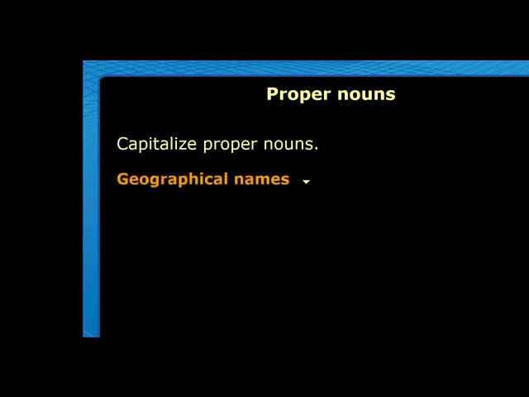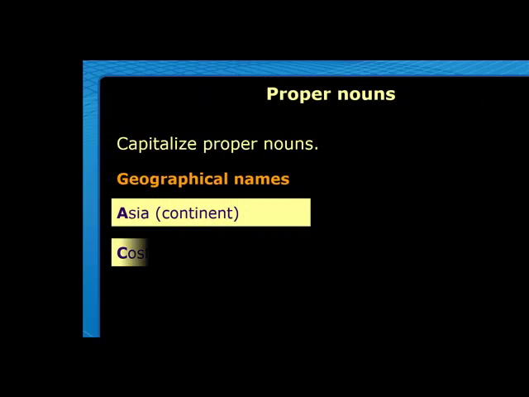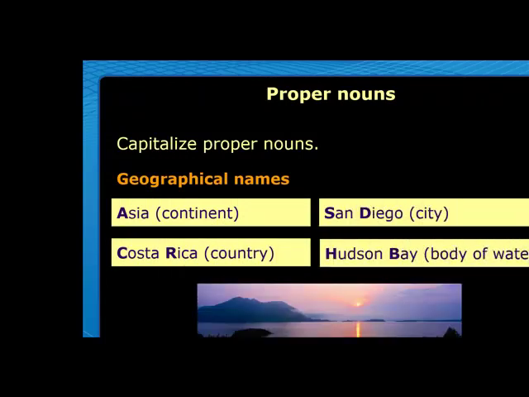Okay? Geographical names, names of places, like Asia. Asia is a continent. Let's look at the country: Costa Rica. San Diego, that's a city. Hudson Bay, that's a body of water. It means like the Red Sea, the Mediterranean Sea, the Pacific Ocean, the Antarctica, America, Latin America. We're talking about Egypt, United Arab Emirates, okay? All of this should be capitalized because these are names of specific places.